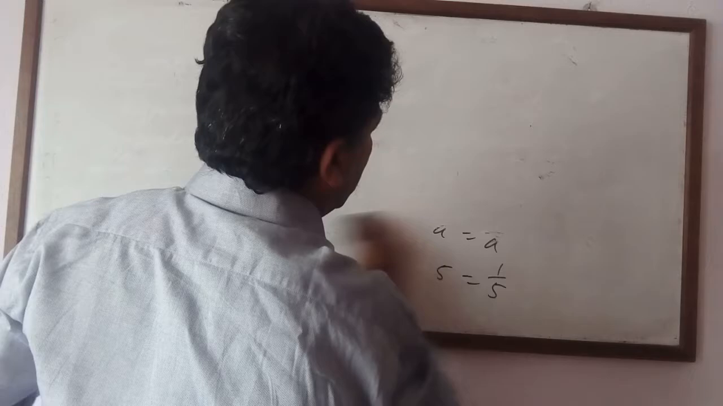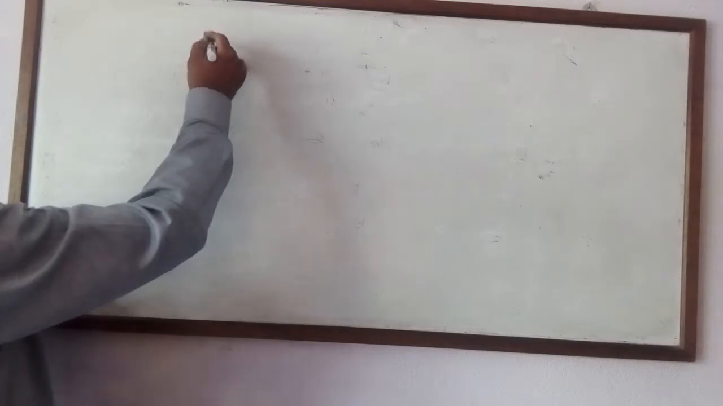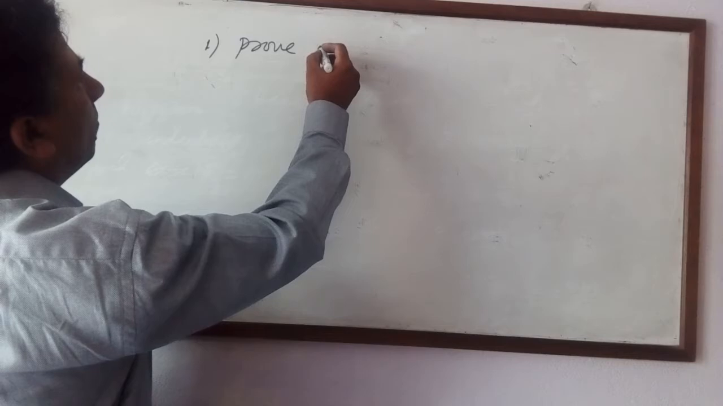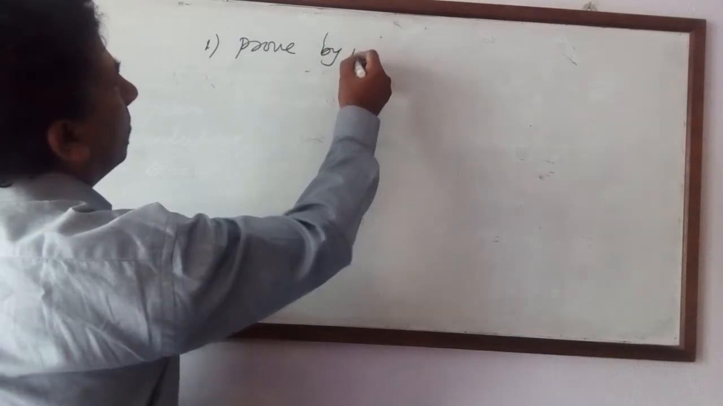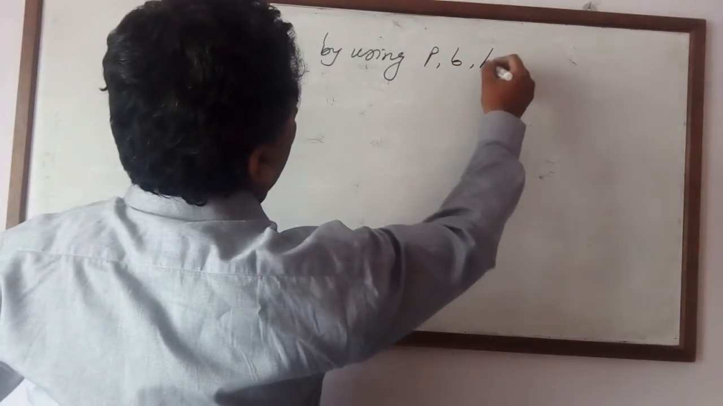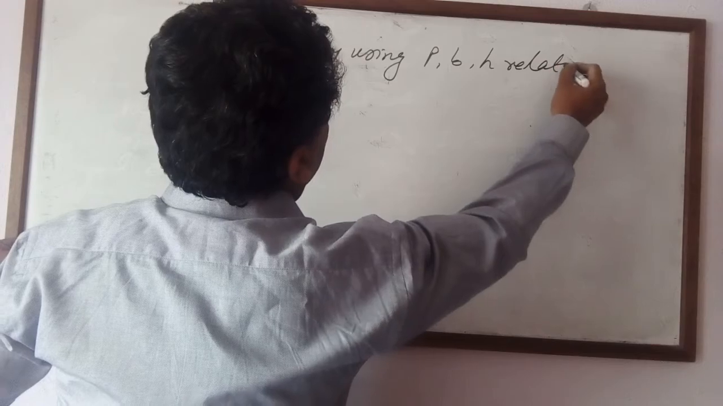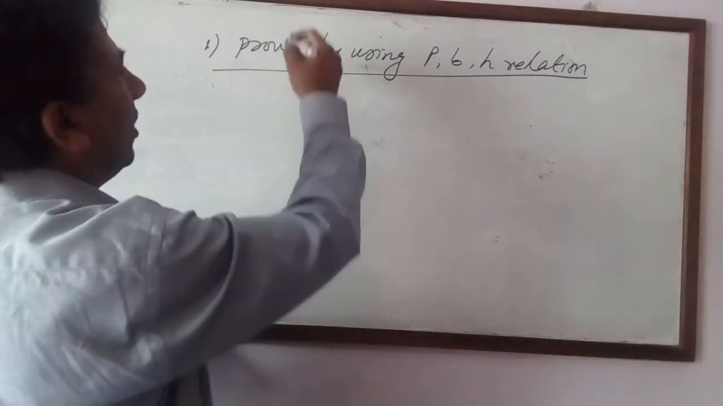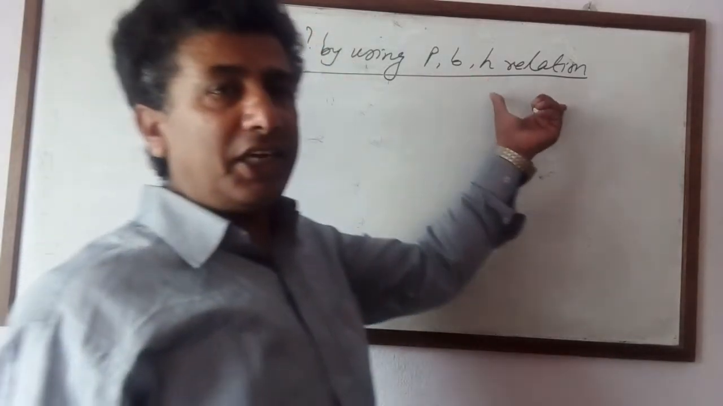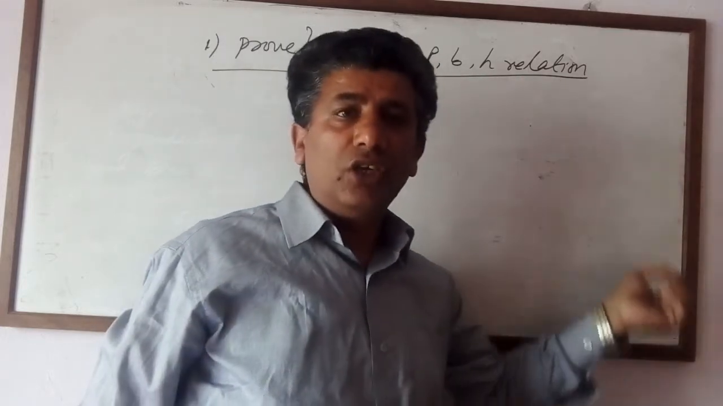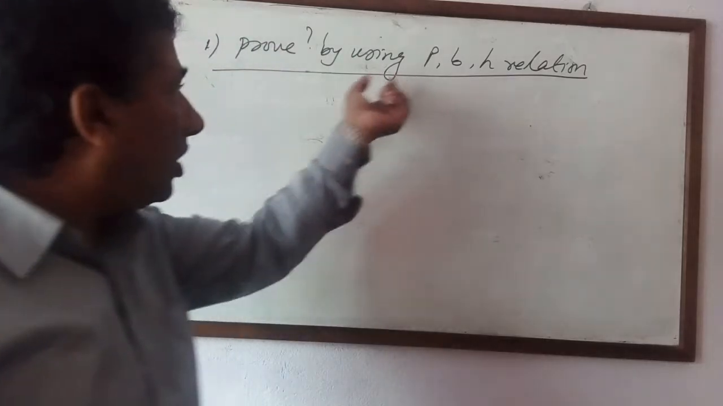Your question number 1. Prove that, by using the PBH relation. By using the PBH relation, prove the following. PBH is perpendicular, base and hypotenuse. It means use trigonometric ratios to prove the following formula.